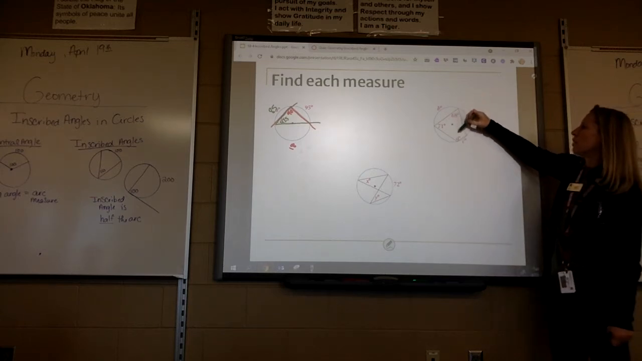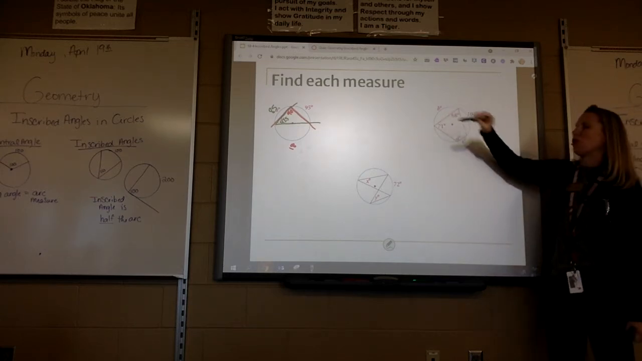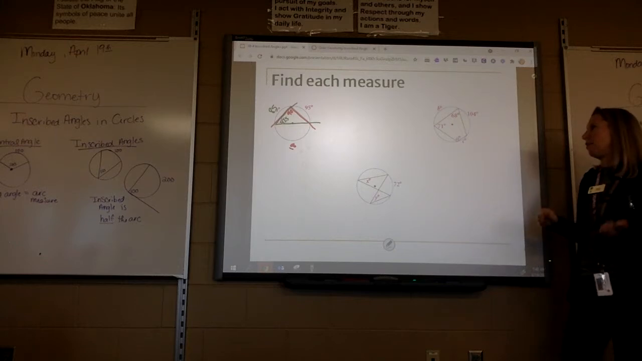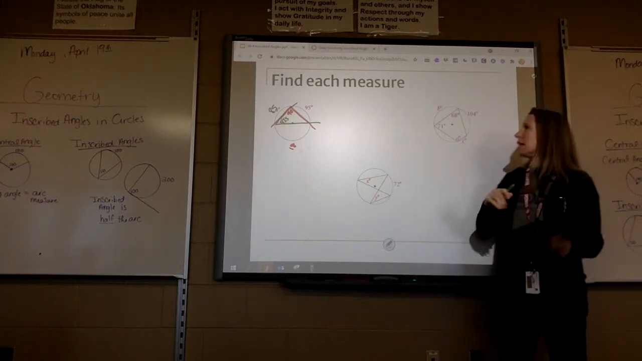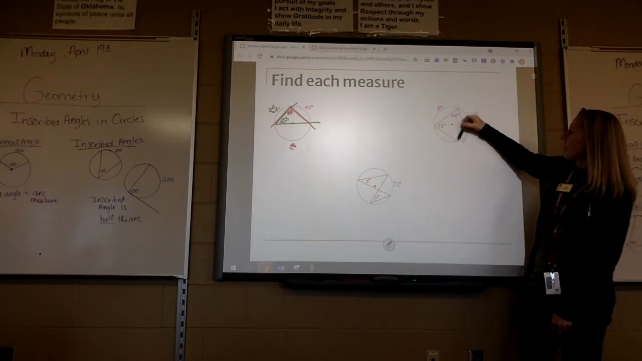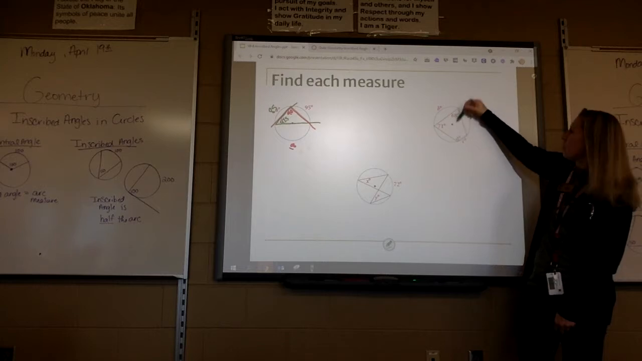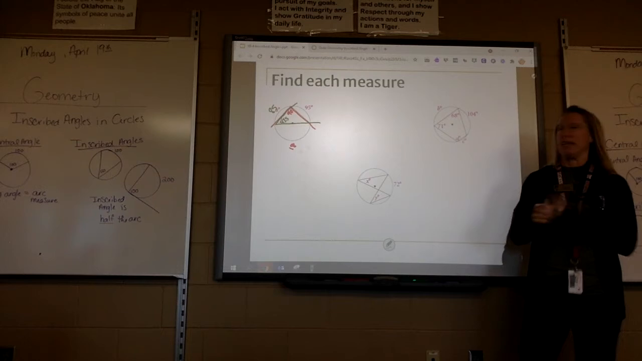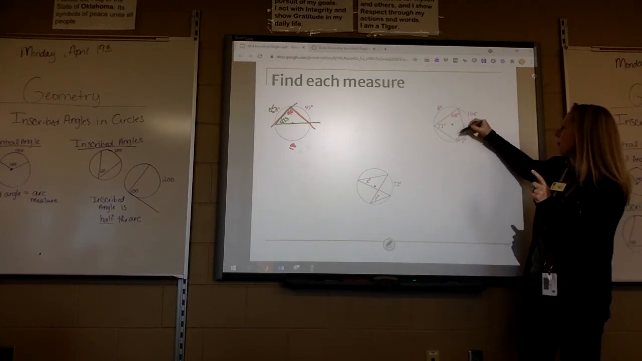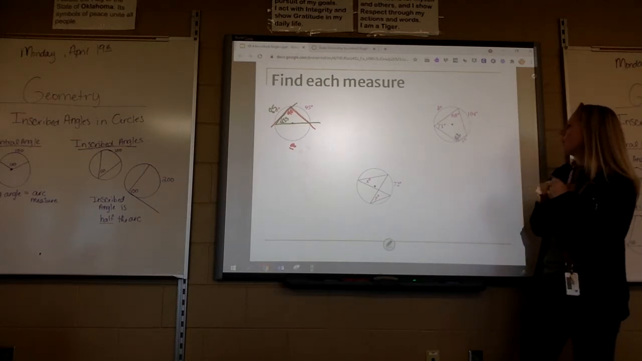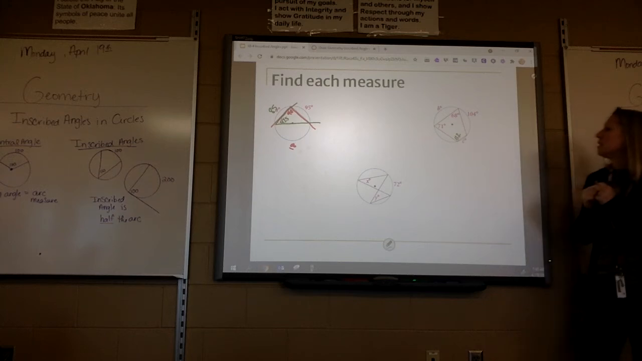We learned if you have a quadrilateral inscribed in a circle that opposite angles add to 180. So do you see the 68 and angle A? Those have to add to 180. So tell me what 180 minus 68 is. 112, thank you. So A would be 112.